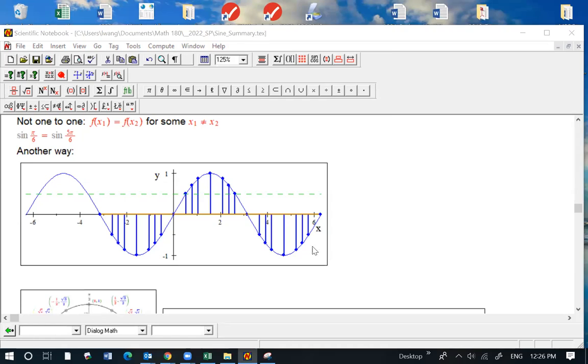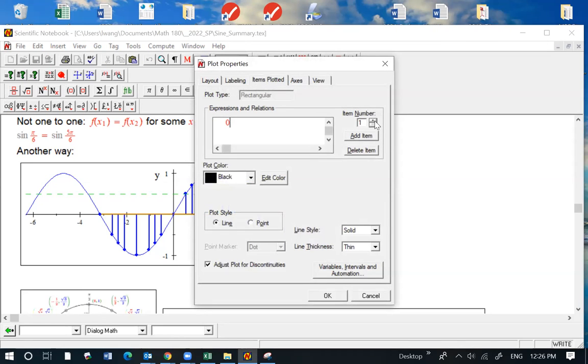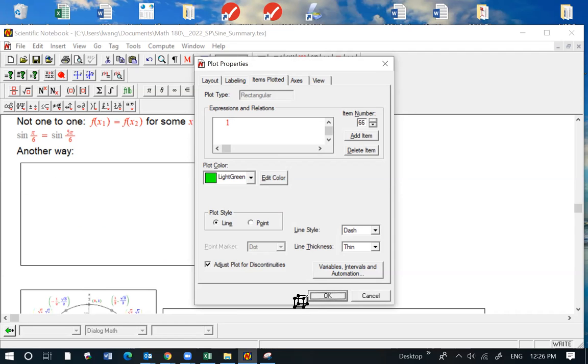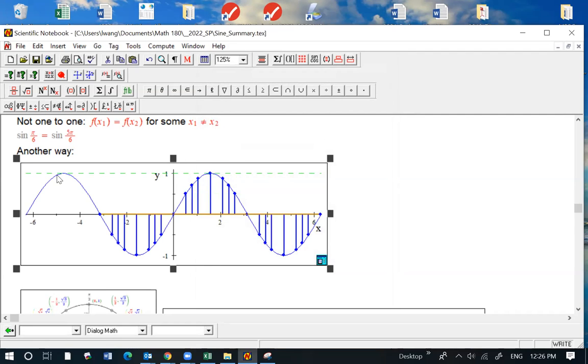Suppose I draw the horizontal line, instead of half, what if I'm using a horizontal line equal to, how about just 1? Simple and easy, right? See, we have output equals to 1. How many inputs for it? There's so many examples. So you can use these 2 points.